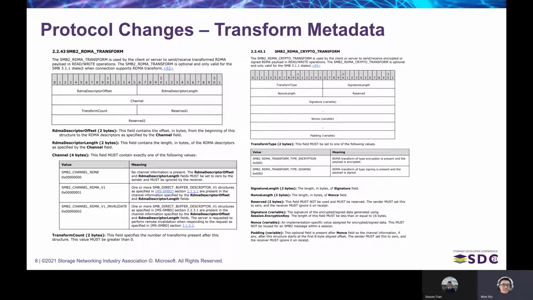Something to keep in mind here: if you look on the left, the RDMA transform struct is 8-byte aligned, as we mentioned. So the first element in the list will naturally be 8-byte aligned. But the reason we have padding at the end of the RDMA crypto transform is that we want every subsequent element in the list to also be 8-byte aligned, including the RDMA descriptor. So everything is 8-byte aligned, and this padding is there to ensure that alignment.